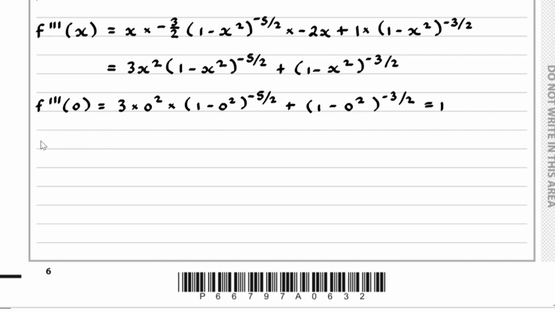And so therefore, using the Maclaurin series, we have f of x equals x lots of 1 plus x cubed over 3 factorial lots of 1. So we end up with x plus x cubed over 6.